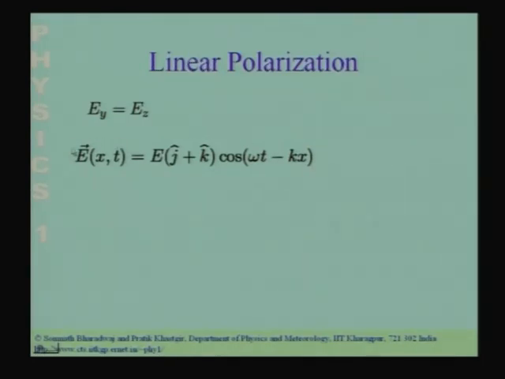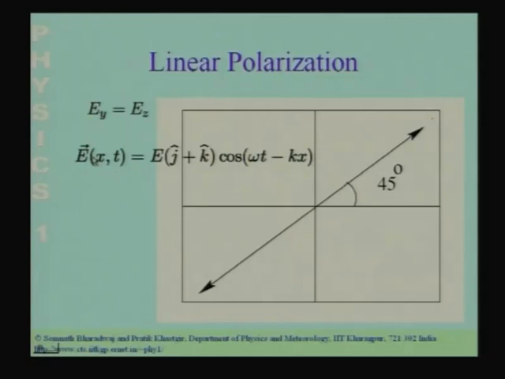So, this is the total electric field at the point x. Now, let us fix the value of x so that kx is a multiple of 2 pi. If kx is a multiple of 2 pi, I can ignore it for the discussion. So, we will consider the behavior of the electric field at a fixed value of x, chosen so that k into x is a multiple of 2 pi, and ask the question, how does the electric field vary over there.